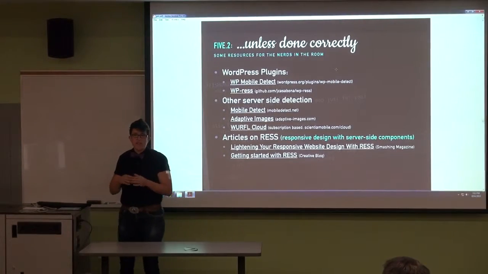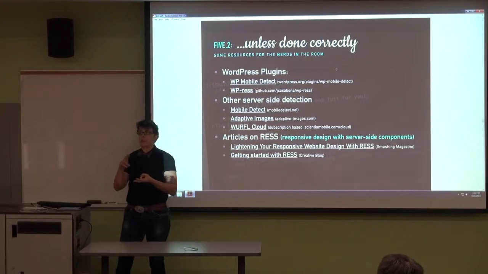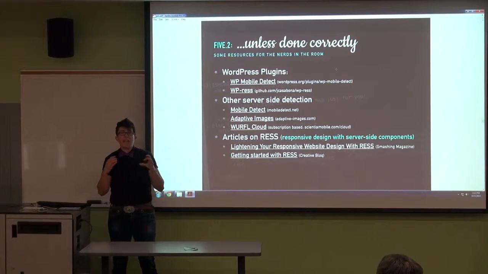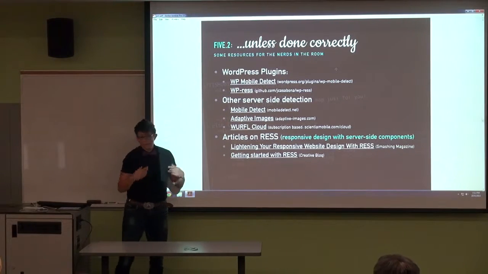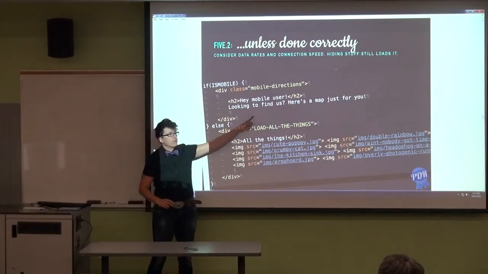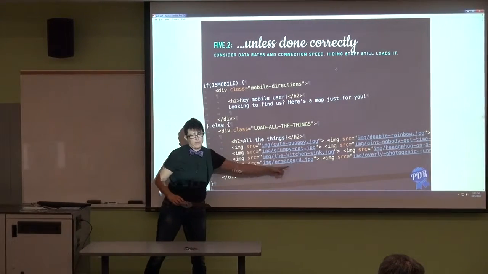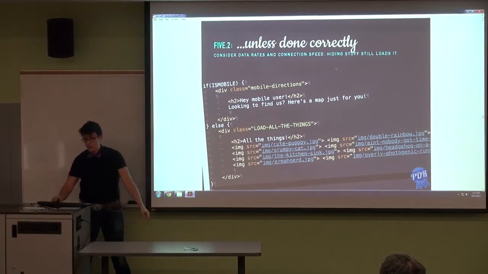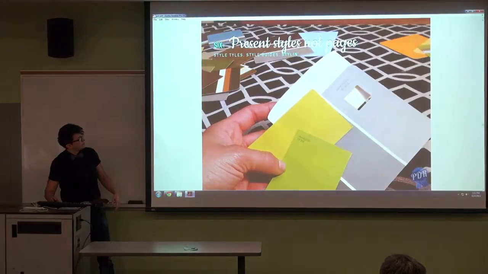And what that does is it actually pre-checks if they're on a mobile device, a tablet, or a desktop. And then I can do a conditional statement in my code that says, all right, if it's mobile, then just print this stuff. And if it's not, then you load all the things. So that's one way that things can be hidden correctly.